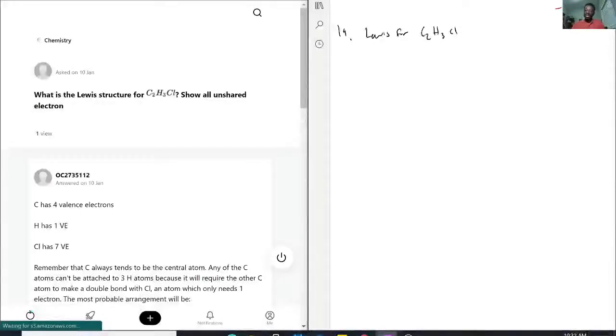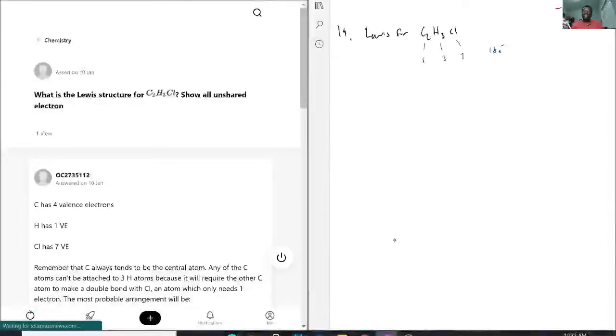So for this, let's just see how many electrons we're working with. Carbon, each carbon is 4, so that's 8 electrons. Hydrogen, that's 3 of them, and each hydrogen is 1, so that's plus 3. And chlorine, that's 7 because it's on the 17th column. So 8 plus 3 plus 7 is 18 electrons we're working with. And now let's draw it out.